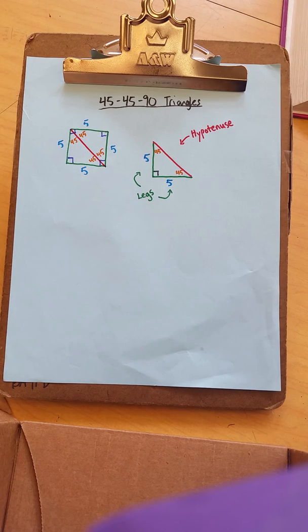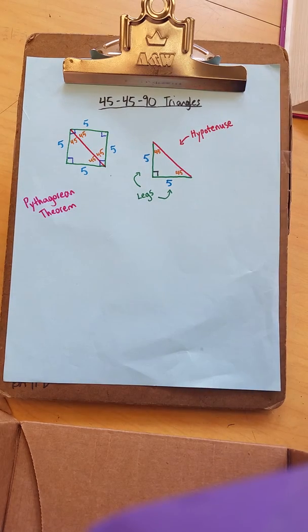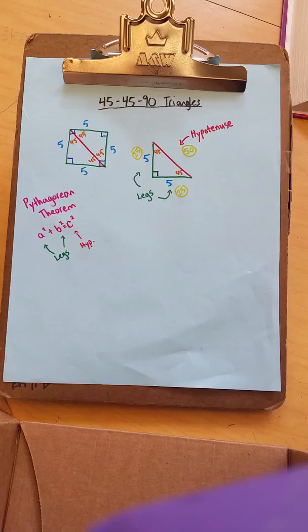If we want to find the length of this side, we can just use the Pythagorean theorem. We know that a squared plus b squared equals c squared. So 5 squared is 25, same for the other leg. If we add them together, we get 50. Now we just need to take the square root of 50 to find the length.